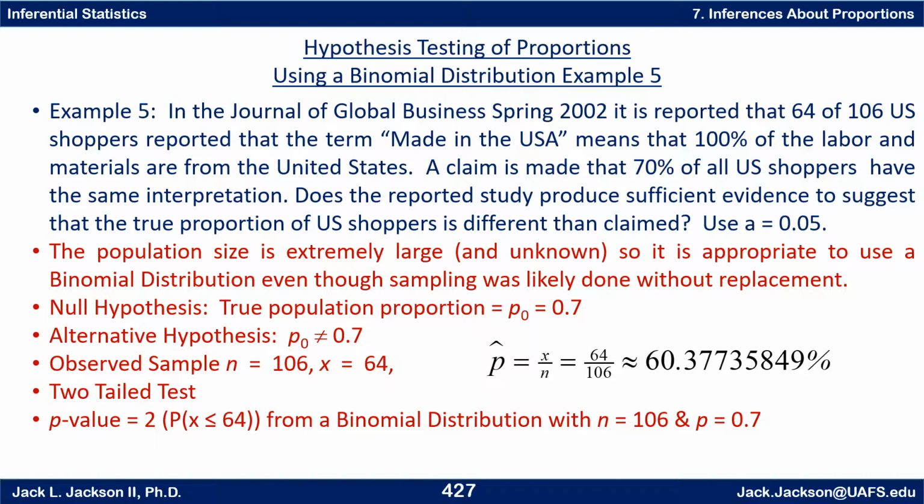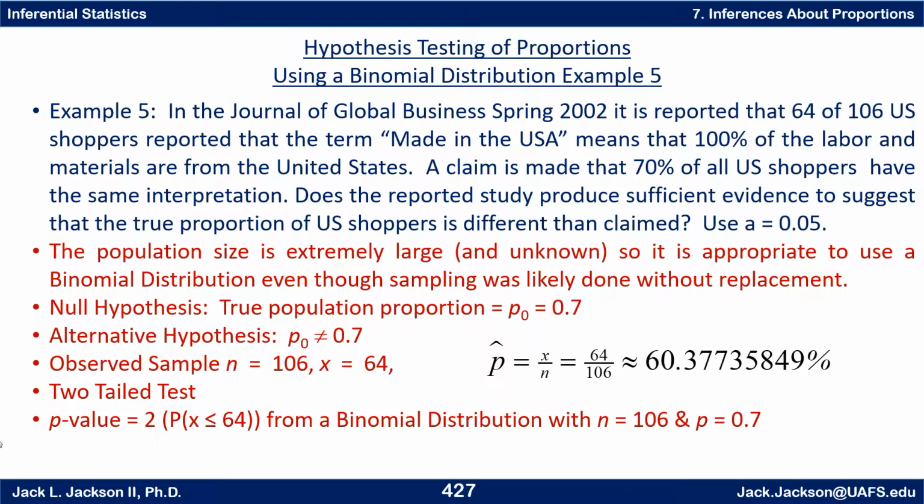So we're using a binomial to approximate a hypergeometric here. The null hypothesis is that the true proportion, p naught, is 0.7. The alternative is that it is not equal to. Notice it says different than, so that's a not equal to, or two-tailed test.